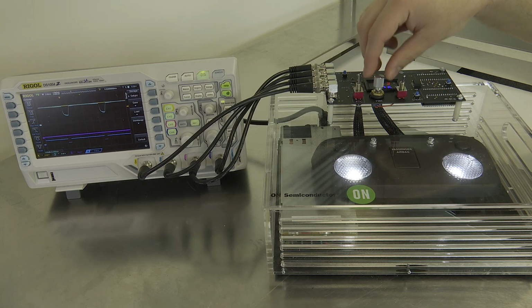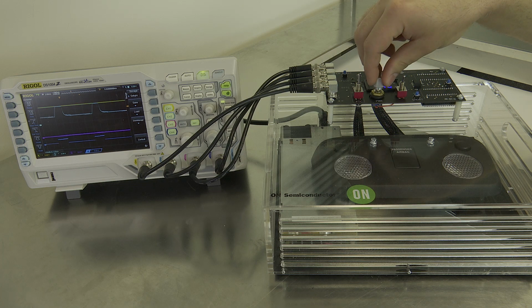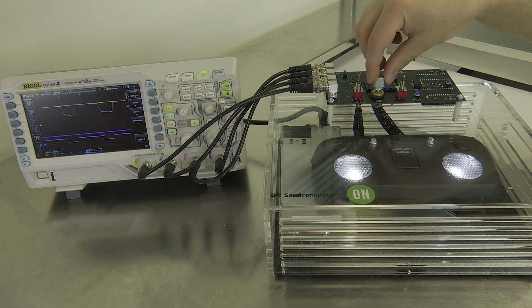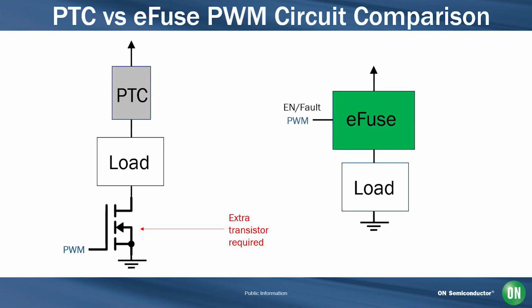Next, I'll show the PWM dimming capability of the eFuse. This is interesting because there is no need for a separate switch. Conventionally, there would need to be a fuse and a separate transistor, such as a MOSFET or a BJT, to accomplish the same task. Since the PTC is a two-terminal device and lacks an enable pin, it cannot be used for the same purpose without a separate transistor.